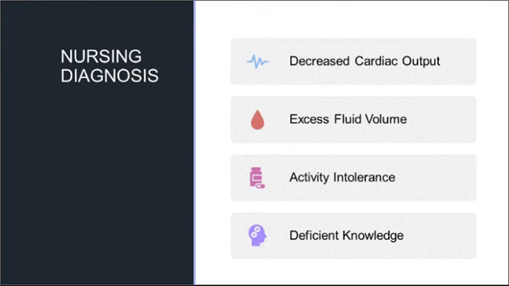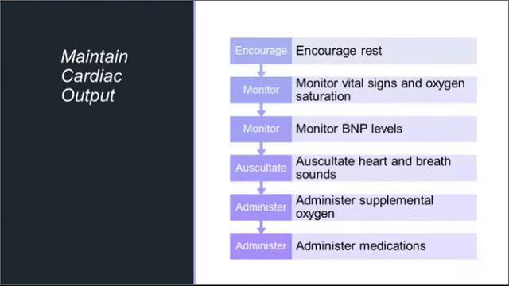Nursing diagnoses: decreased cardiac output, excess fluid volume, activity intolerance, deficient knowledge. You want to encourage rest, monitor vitals and O2 sat, monitor your BNP levels, auscultate heart and breath sounds. Remember, BNP goes up with heart failure. Some people that are in chronic heart failure have sustained elevated BNP levels, but in an acute state, it's a marker for heart failure.